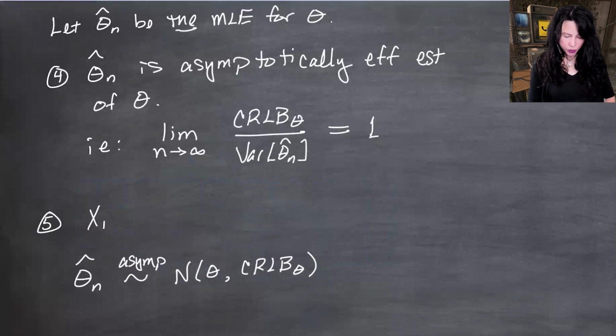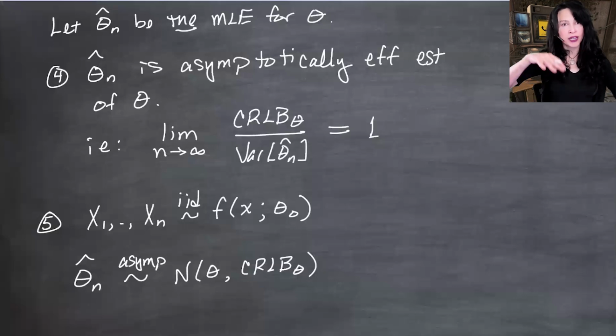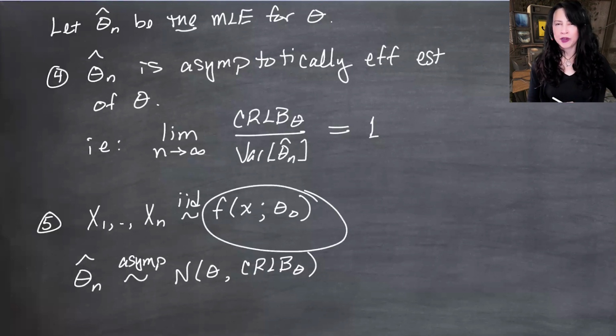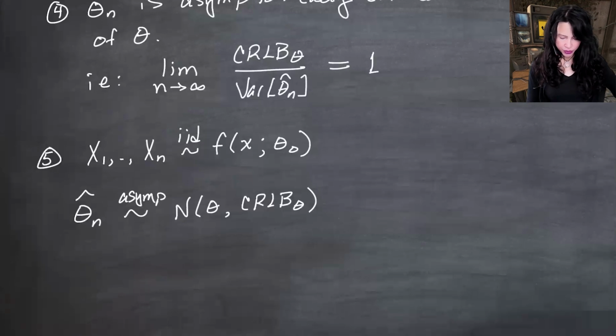Suppose we have x1 through xn, IID from some distribution with PDF f of x and theta naught. So theta naught is our specific theta that generated the data. I mentioned last time that I'd be using this for these proofs, again, because I want theta to be a variable for my likelihood. And I'm going to stop using this notation after this section today, and we'll go back to just saying IID with parameter theta. So with that, I need to update my results here a little bit.